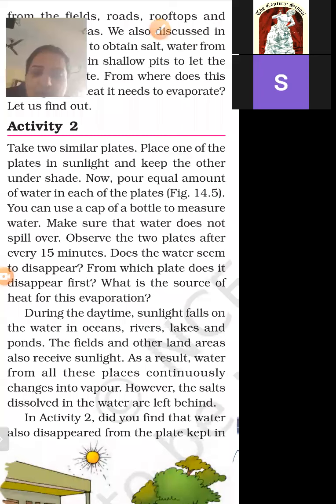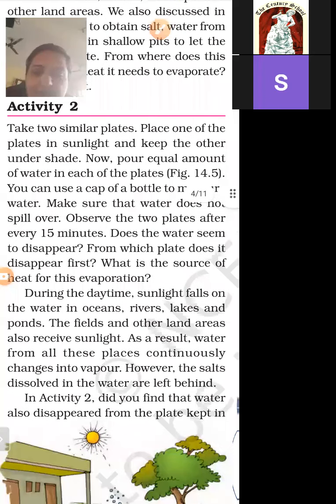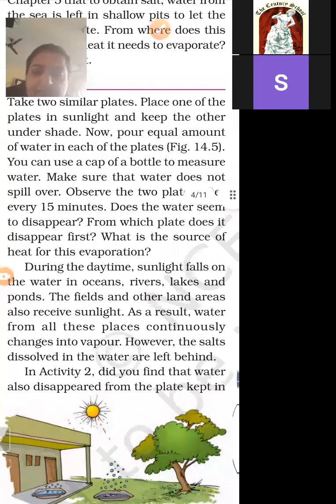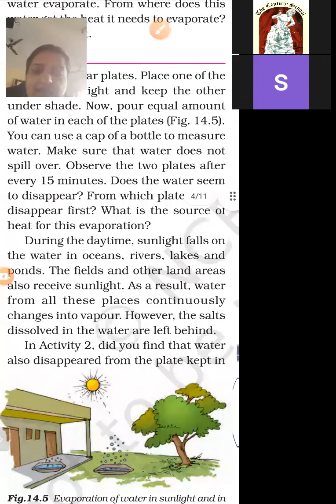However, the salt dissolved in the water is left behind. So what is remaining? Salt. When water evaporates from salty water, what is remaining? Salt. In Activity 2, did you find that water also disappeared from plate 2?